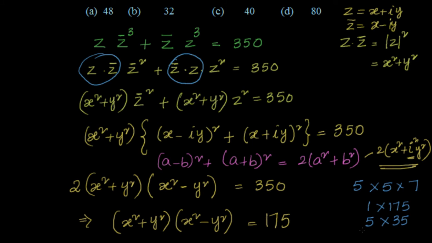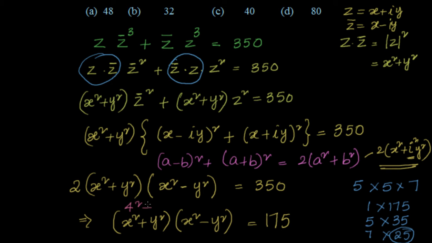I know that x square minus y square is 3 square minus 2 square is 4. So nowhere I have 5. Then the other option I can have is 7 into 25. This seems to be more reliable because we know 3, 4, 5 is a Pythagorean triplet. So can I check for 4 and 3 here?